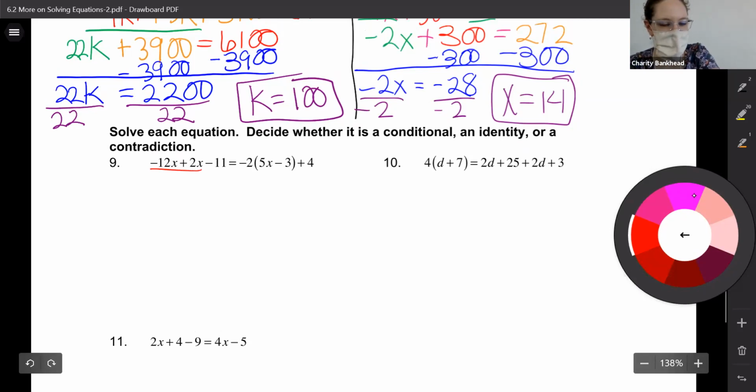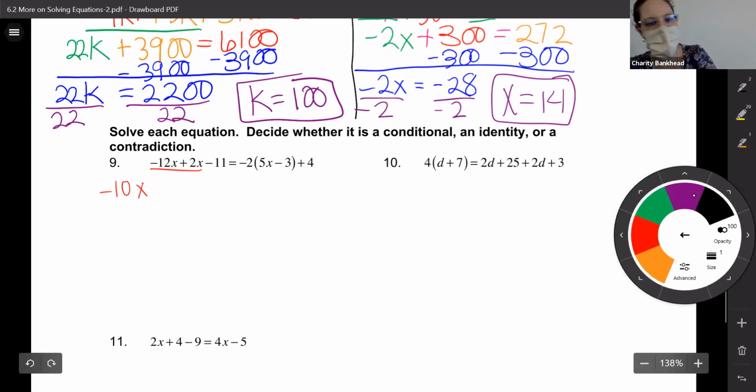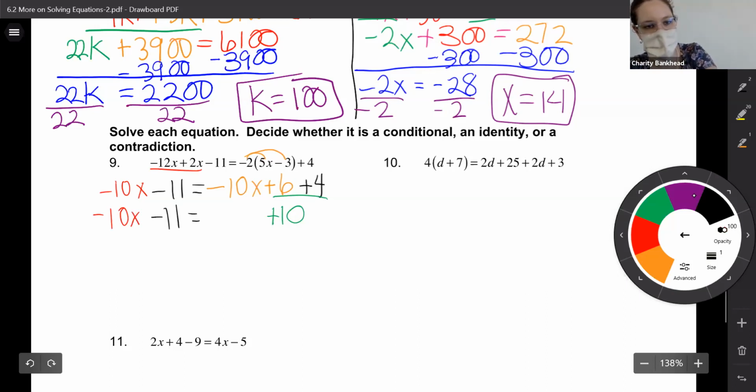So negative 12x plus 2x is negative 10x. Bring down minus 11 equals. Distribute the negative 2. So negative 10x plus 6 plus 4. And we just need to combine on the end here. 6 plus 4 would be positive 10. And I'm just going to bring everything else down. So I have negative 10x minus 11 equals negative 10x plus 10.